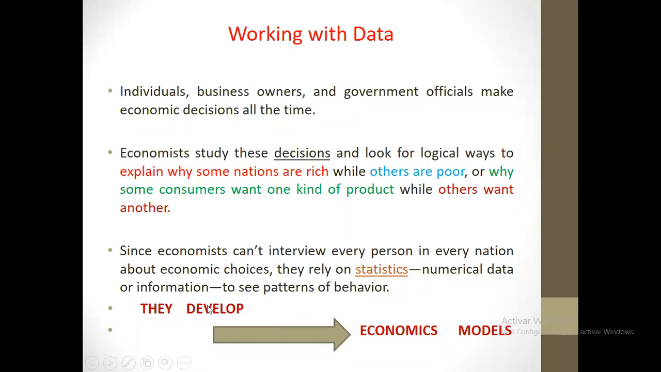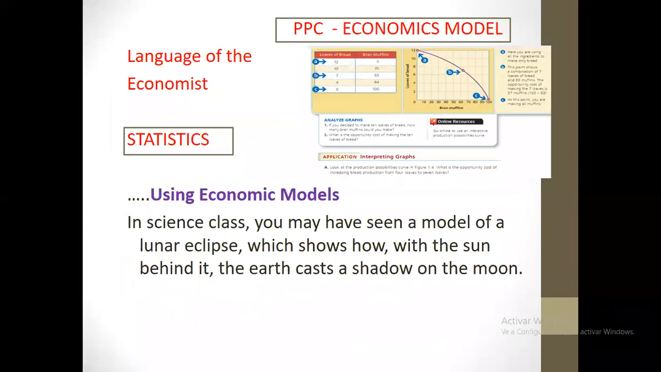Now economists, they develop economics models. Ellos desarrollan modelos económicos, like we explained last week, PPC. Over here it is, 10 minutes. PPC economics model over here, as we watched last week. This is the example, and also statistics. The two of them are examples of the language that economists use in order to understand or explain different events or situations that are taking place in the economy in a micro or a macroeconomics area or section.